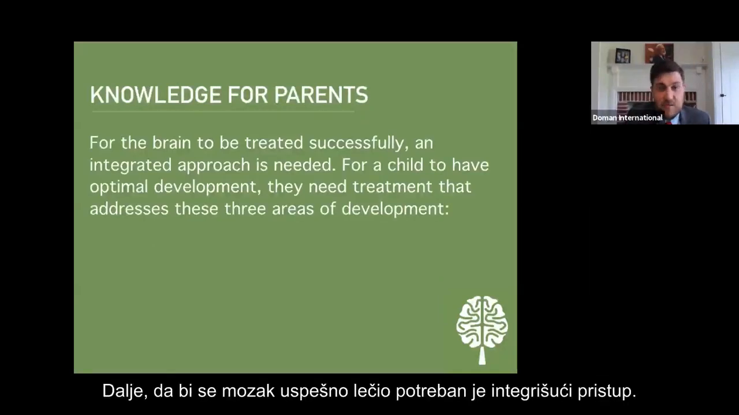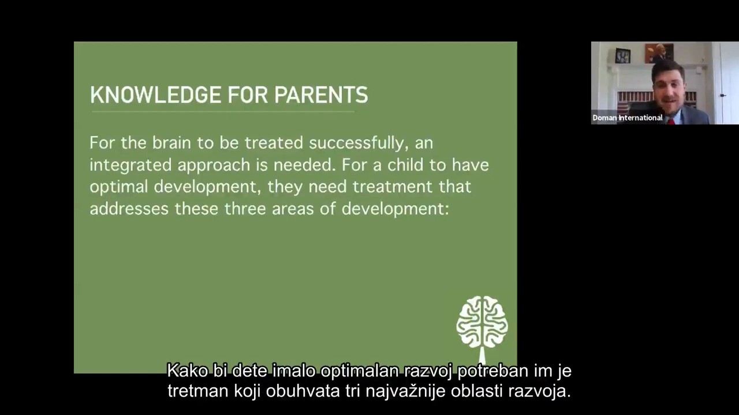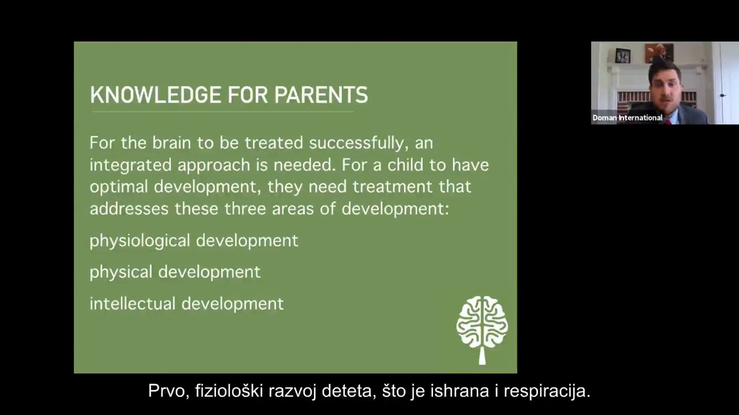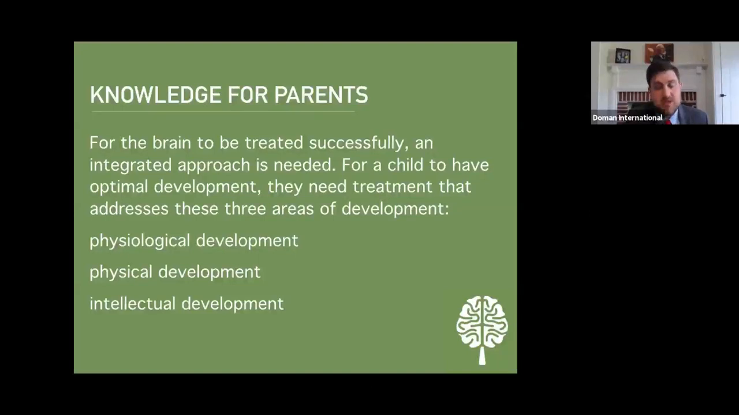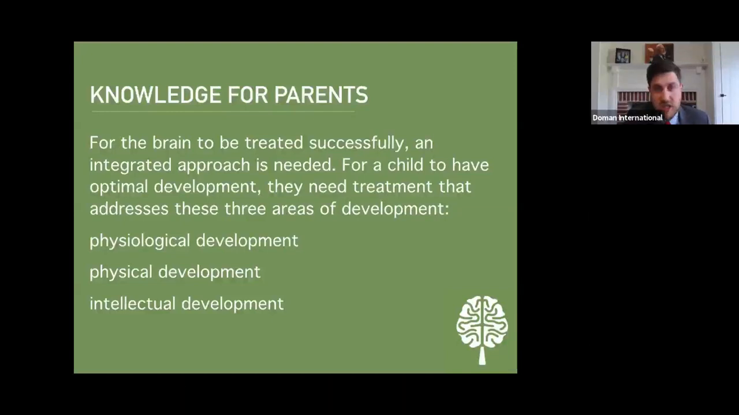The next thing is, for the brain to be treated successfully, an integrated approach is needed. For a child to have optimal development, they need treatment that addresses the three most important areas of development. First, the child's physiological development, which is their nutrition and their respiration. So for every child on our program, we give recommendations about the ideal nutrition program for the child.